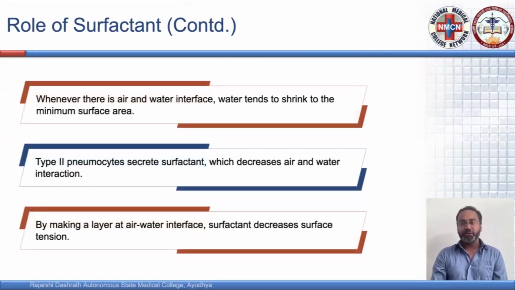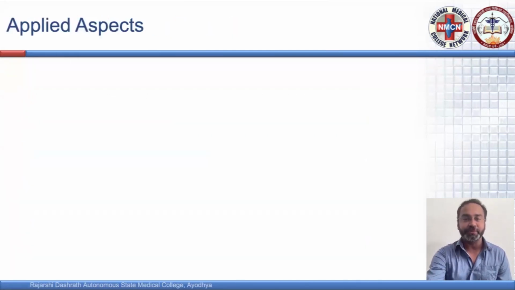Just to summarize again, whenever there is an air-water interface, water tends to shrink to minimize the surface area. There are two types of pneumocytes, type 1 and type 2. Type 1 are around 85% and type 2 are around 15%. So mainly they are type 1 pneumocytes. Type 2 pneumocytes have the main function of secreting surfactant, and type 1 pneumocytes are mainly the constitutional pneumocytes which make the alveoli. So type 2 pneumocytes secrete surfactant, which decreases the air-water interaction. By making a layer at the air-water interface, surfactant decreases the surface tension.